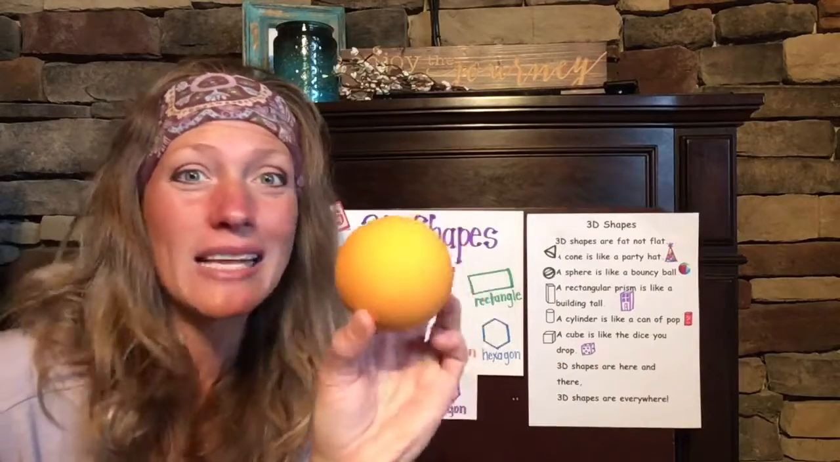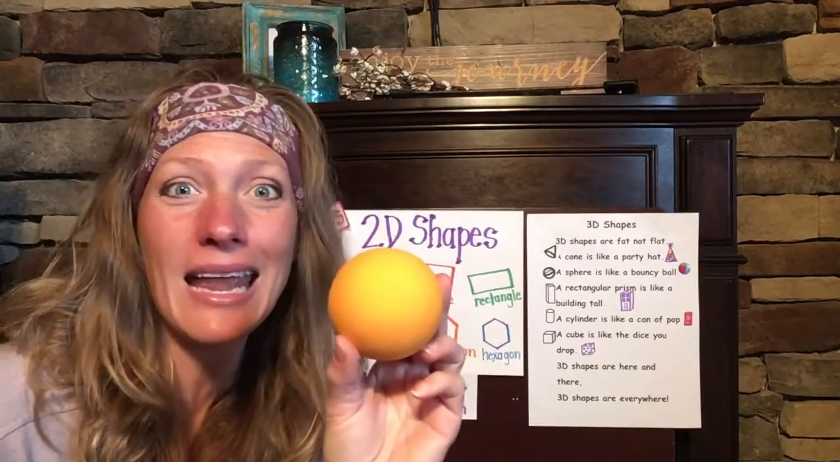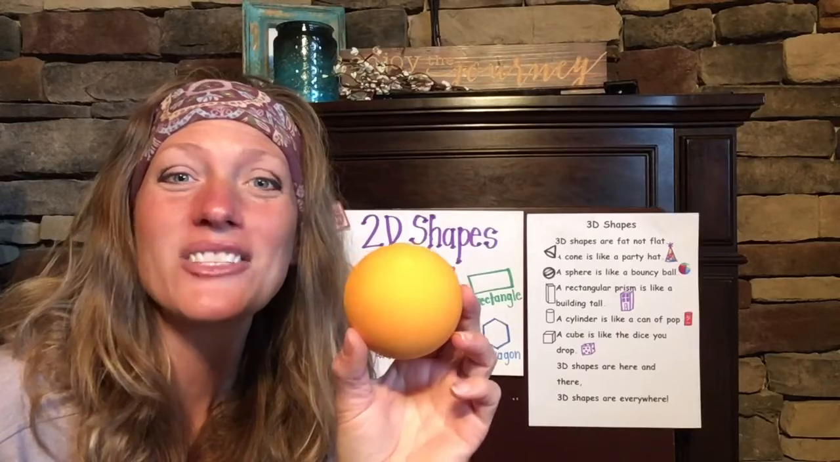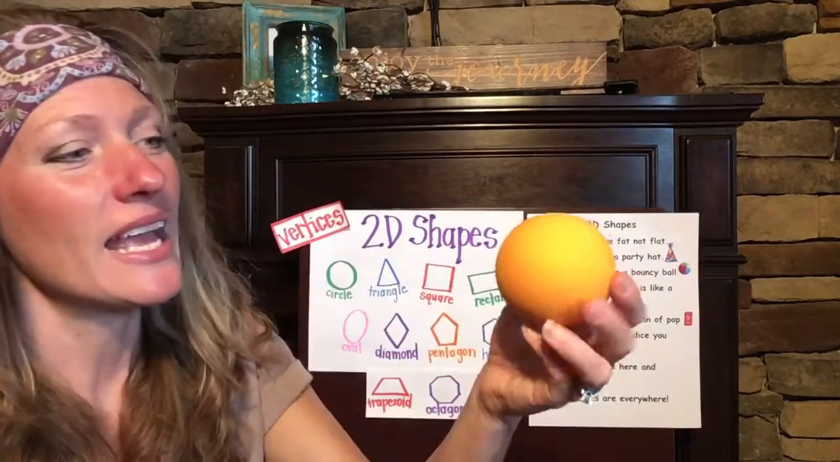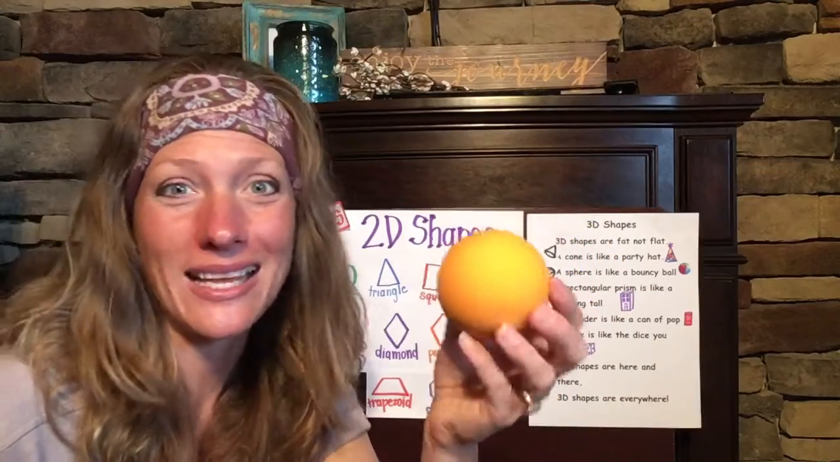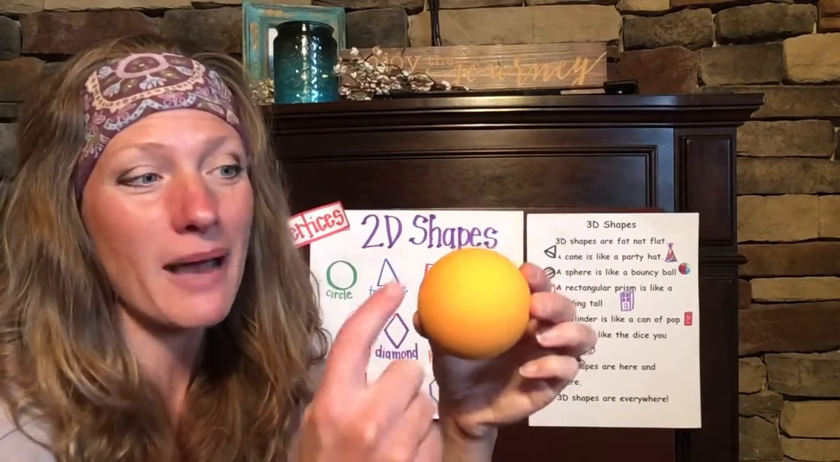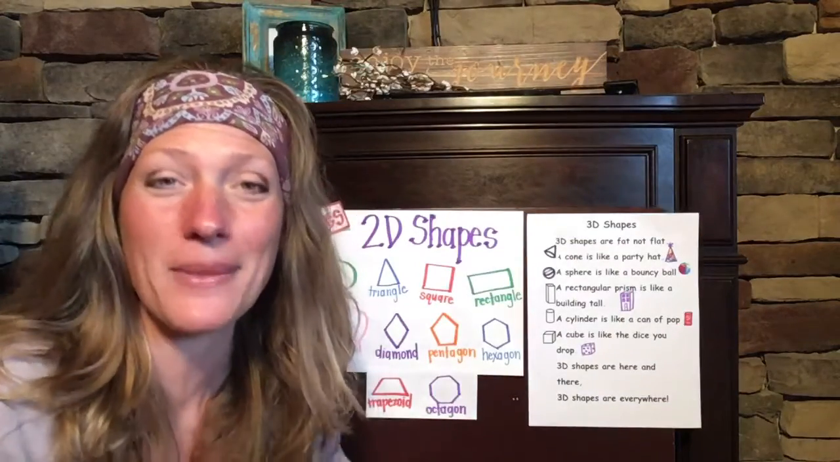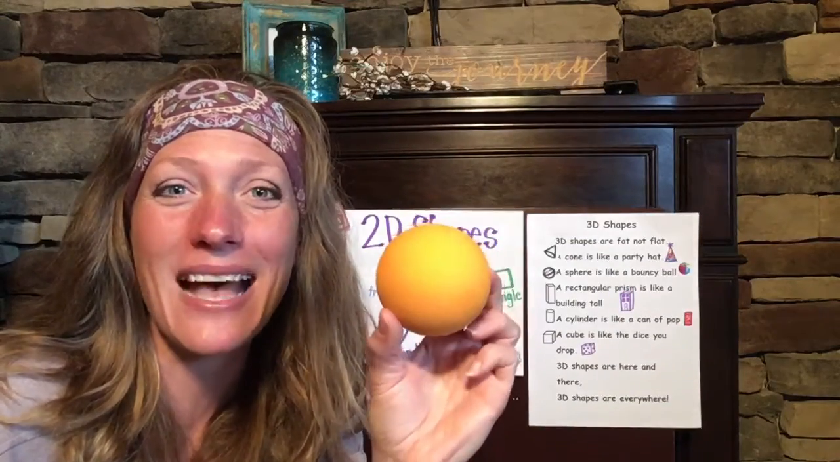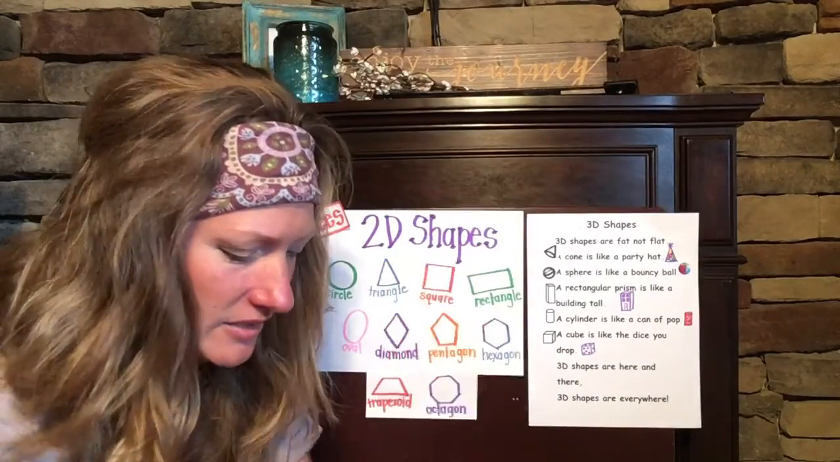Now this does look like a ball, but that's not the name of this shape. It's called a sphere. Can you say it? Sphere. Good job. And a sphere does look like a ball. It reminds me of a circle, but remember, a circle is a flat 2D shape. A 3D shape takes up space. So this is a sphere.